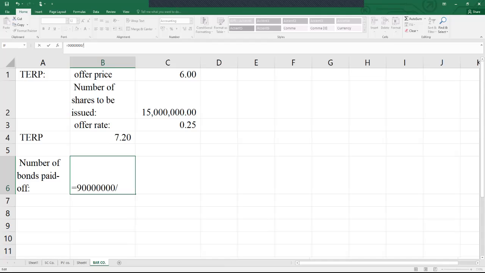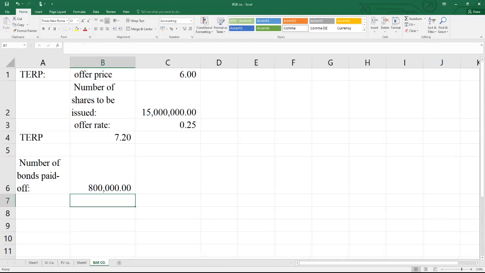The company is paying them at their market value. The market value of the bond is 112.5. That is the amount the company is paying per bond. And therefore, the number of bonds the company will be buying back is equal to 800,000 bonds. Is that clear?